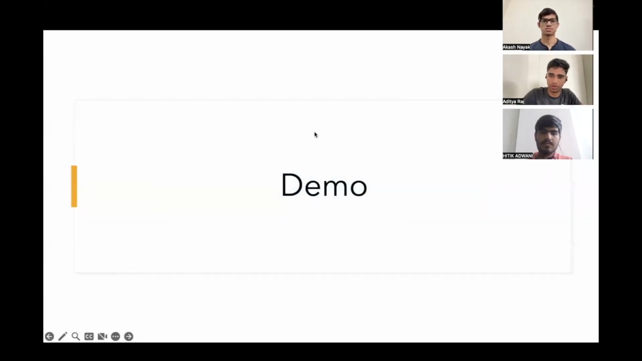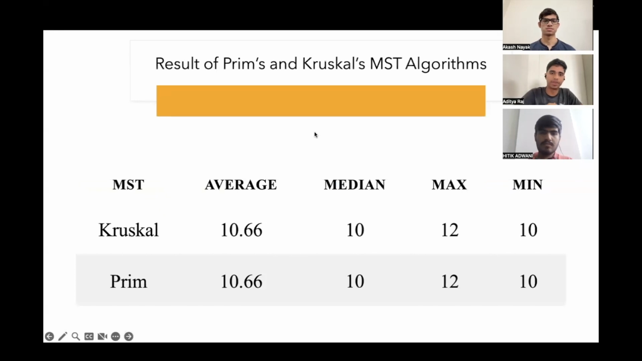So coming to some results that we have generated, the code is available on our GitHub repository, and you can look into it if you want to delve deeper. Looking at the results of the Prim's and Kruskal's MST algorithms, the first is the Kruskal algorithm. We calculated the average, median, max, and min.